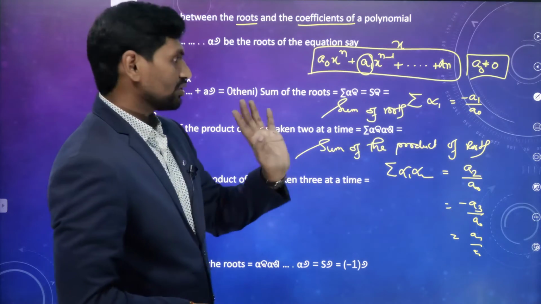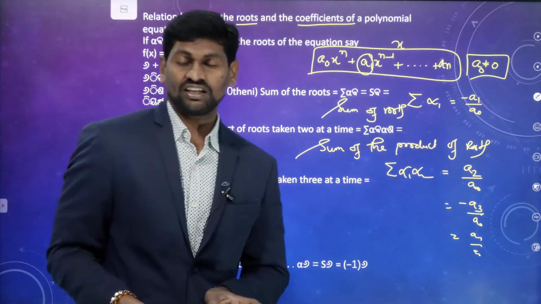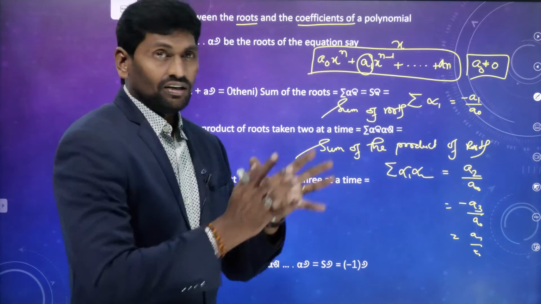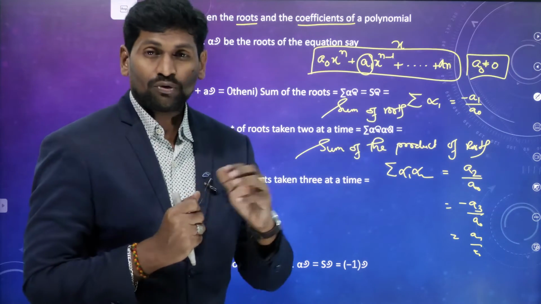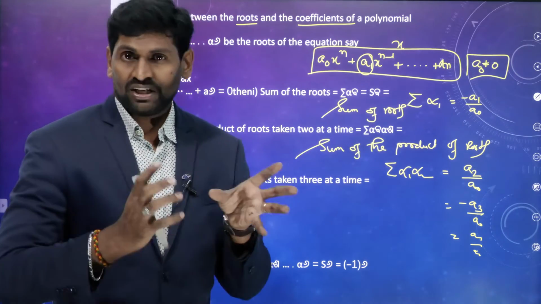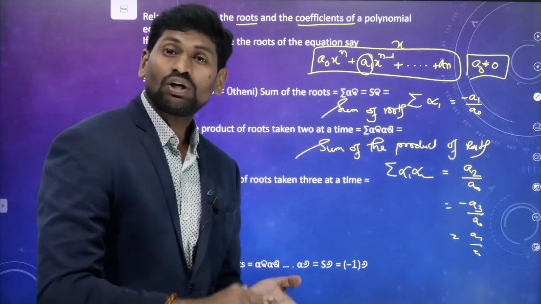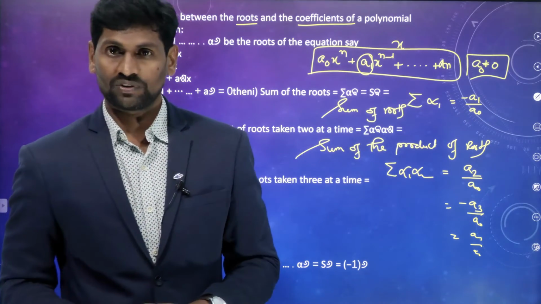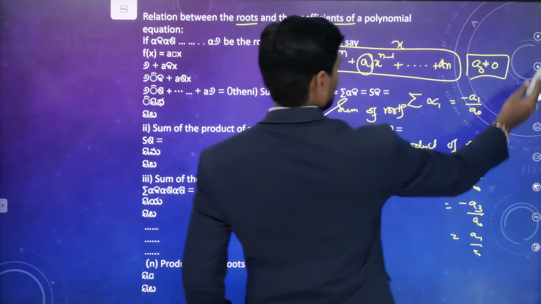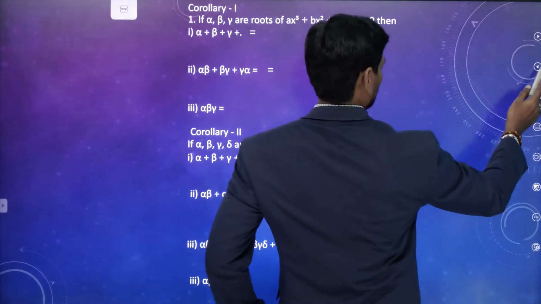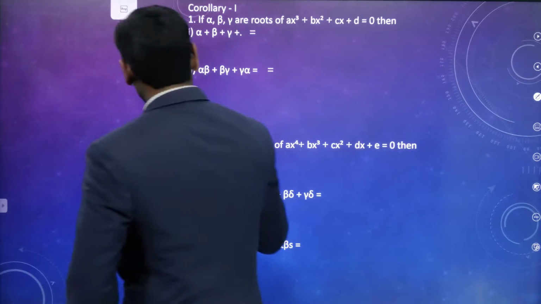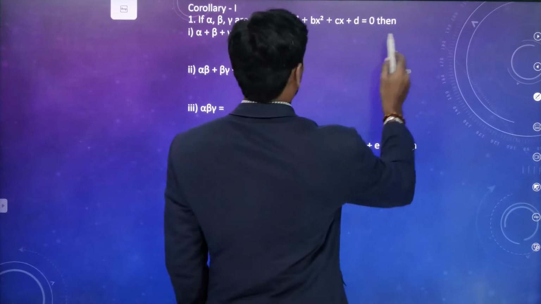So to understand this, let us take one quadratic polynomial and one cubic polynomial. I will show you how we take the sum of the roots, the product of the roots, and the sum of the product of the roots. Let us see this. I am going to write here.